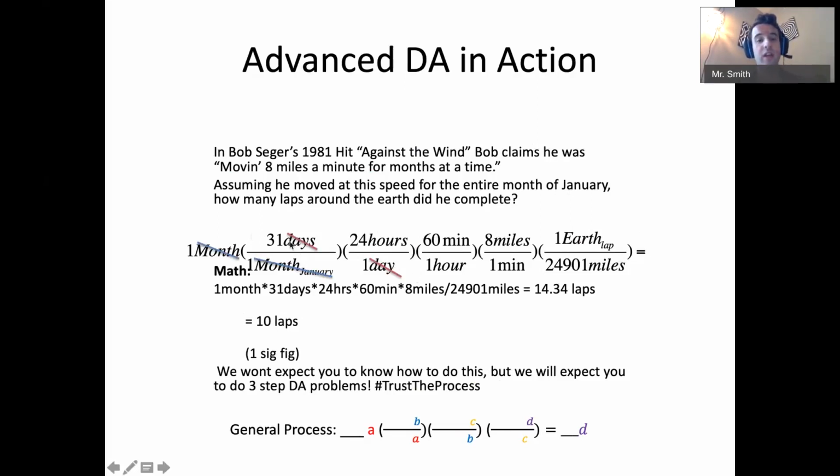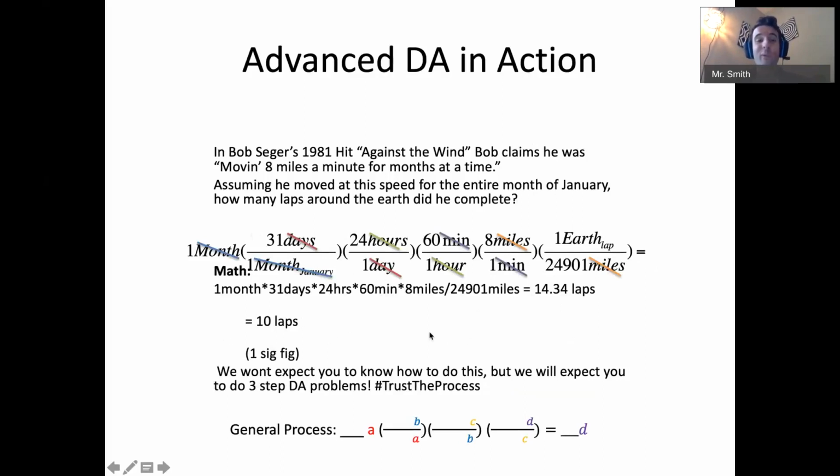And you'll also notice here that I can say there's 1 month in 31 days, but also 1 day has 24 hours. So this is kind of the step that gets me further along in the process. And then I know hours can relate to days, but it could also relate to minutes. I know that for every 24 hours I have 1 day, but then 1 hour has 60 minutes. And then I can relate minutes back to hours, or I could relate it forward to 8 miles. Bob Seger's traveling 8 miles in every 1 minute, right? And then again, I can relate miles back to minutes based on his speed, or I could relate miles based on the circumference of the Earth. And when you do all that, you figure out it's about 14 laps, but with 1 sig fig, you would round it to 10.